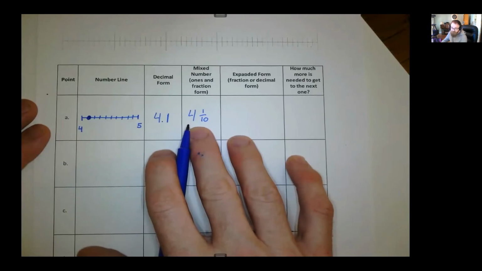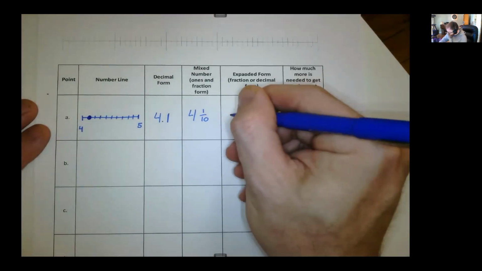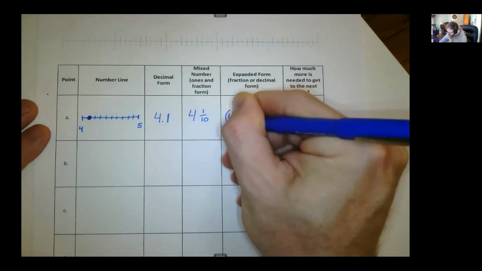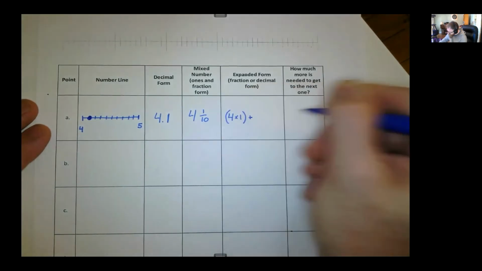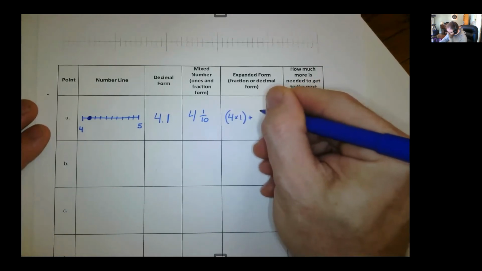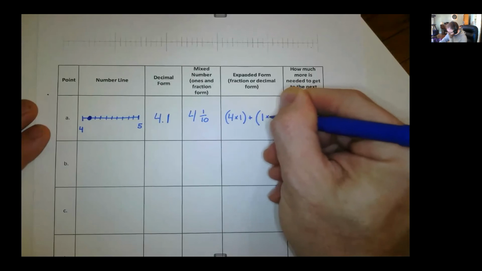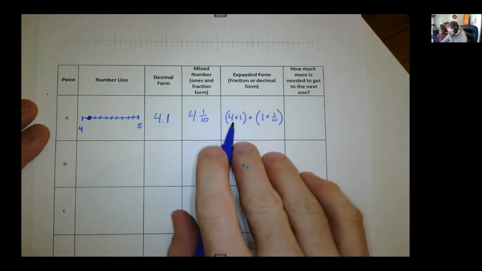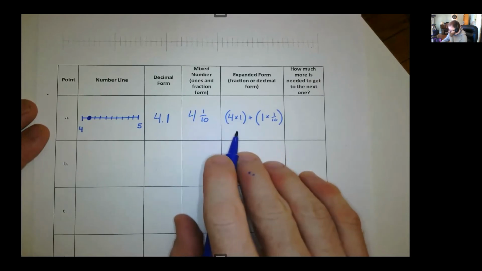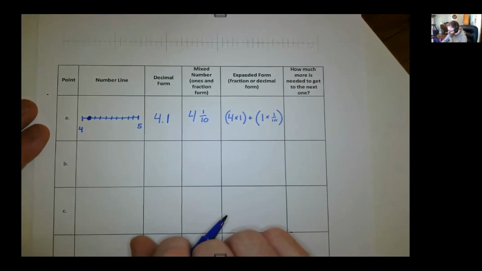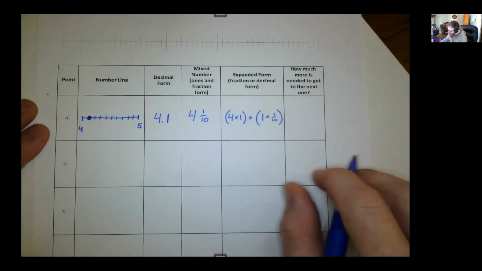4 is in the ones place, right? We have 4 ones. So that's represented as 4 times 1. And then we add that to our tenth value. We have 1/10. That's shown as 1 times 1/10. And if you add these two values together, 4 times 1 is 4. 1 times 1/10 is 1/10. Together they make 4 and 1/10.